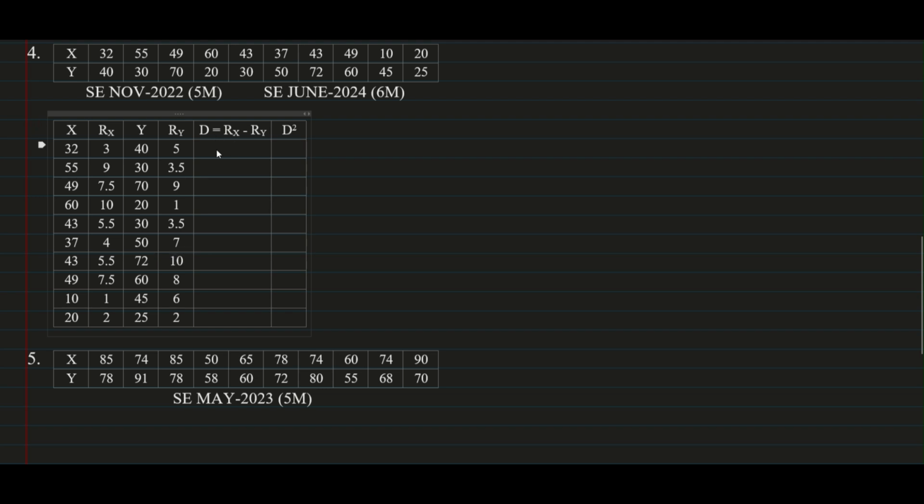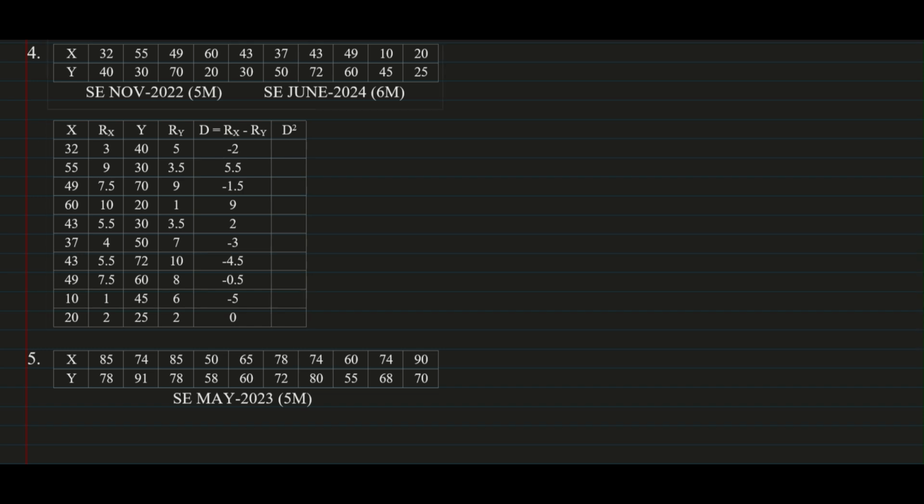Now we will calculate the differences between the ranks in x and y. 3 minus 5 is minus 2. 9 minus 3.5 is 5.5. 7.5 minus 9 is minus 1.5. 10 minus 1 is 9. 5.5 minus 3.5 is 2. 4 minus 7 is minus 3. 5.5 minus 10 is minus 4.5. 7.5 minus 8 is minus 0.5. 1 minus 6 is minus 5. 2 minus 2 is 0.